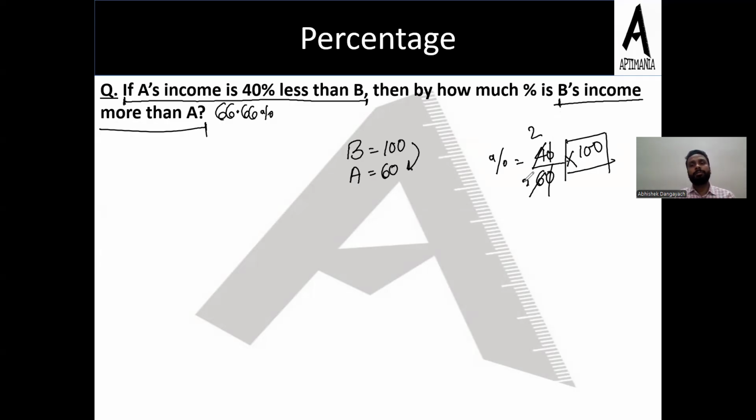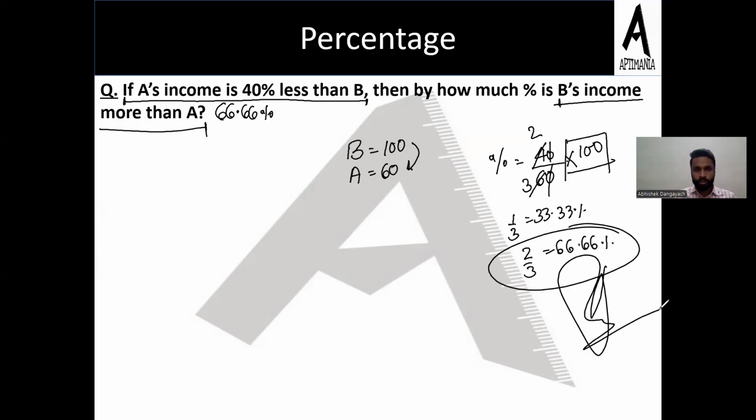2 by 3. As I remember, 1 by 3 is 33.33%. 2 by 3 will be double of it, which is going to be 66.66%. So the correct answer is 66.66% for this question. I hope that's clear to you. We can go ahead with the next question.